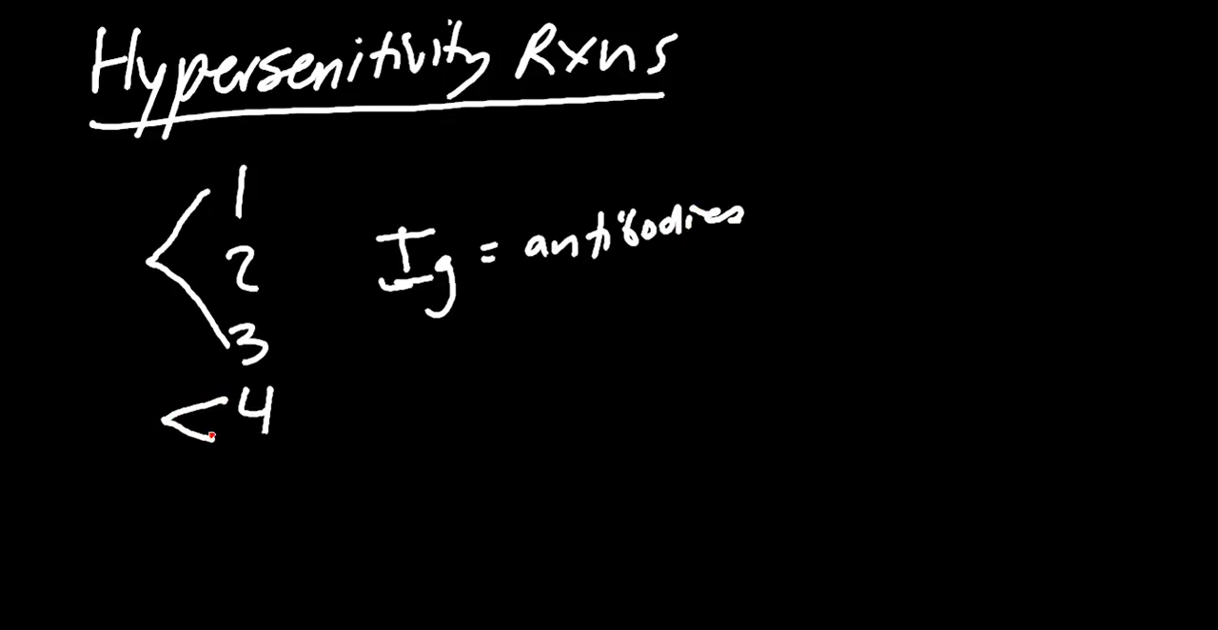While type 4 is not going to use immunoglobulins or antibodies, and thus it's going to be cell-mediated. I'll explain what that means later. Cell-mediated. So let's cover these 4 types. We're going to start with type 1 to begin.